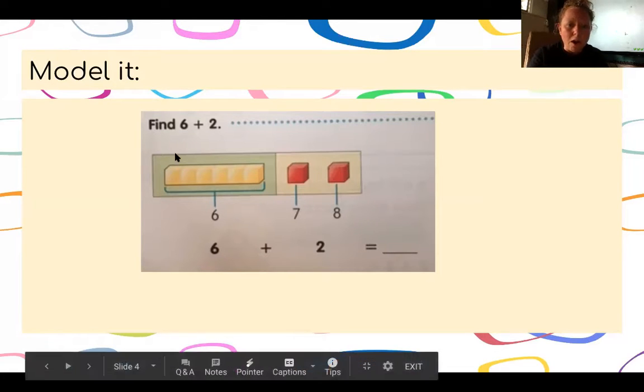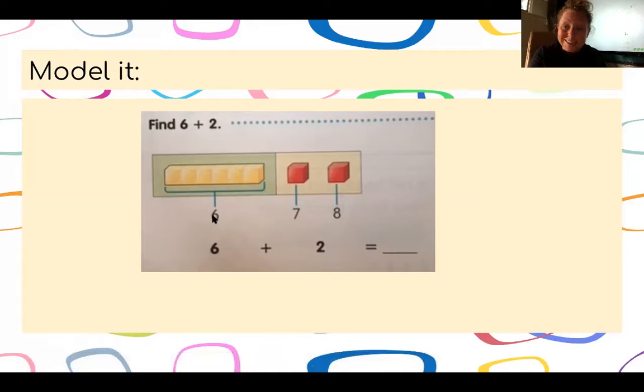Let's look at the picture on the screen. We have 6 cubes linked together. So we're going to use that as 6, and then we're going to count on 2 more. 6, 7, 8. Try that with me, please. 6, 7, 8. What is 6 plus 2? Turn and tell someone near you. Let's read the equation together. Ready? 6 plus 2 equals 8. Nice job.